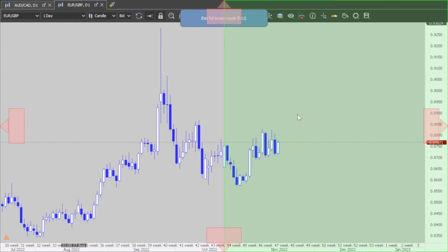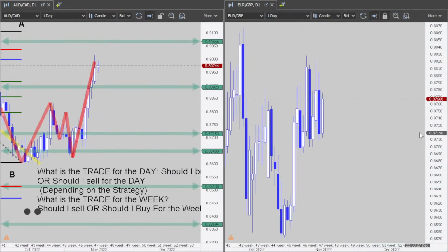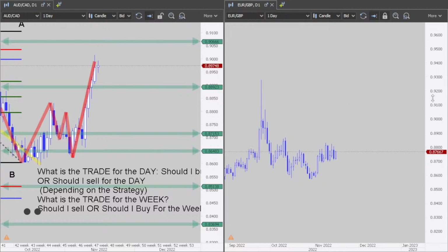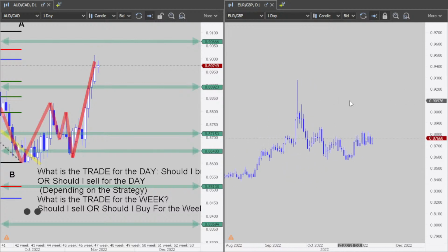Everybody, what do you think? Let's address Euro GBP first. Julius was first. Everybody, what do you think? Euro GBP daily chart. What should you do for the day, everybody? And what should you do for the week on Euro GBP? Hedge fund trader Julius, what is your opinion? What is your vision? Are you in a trade maybe?